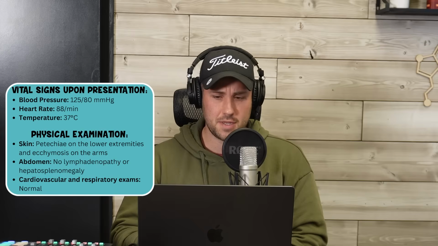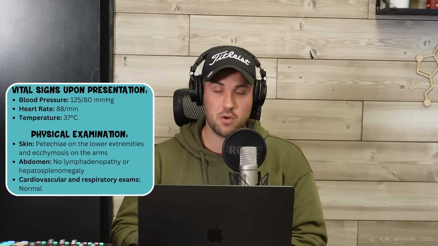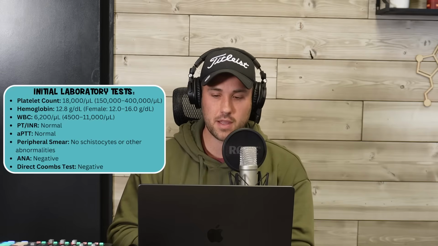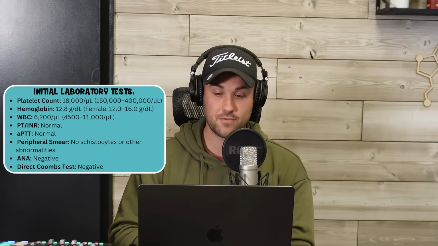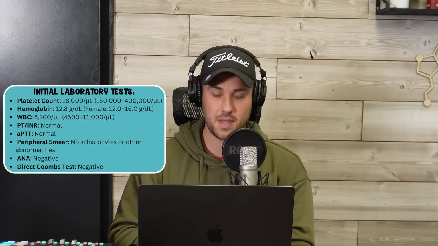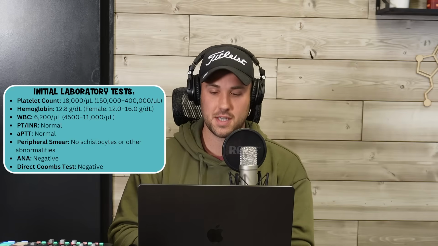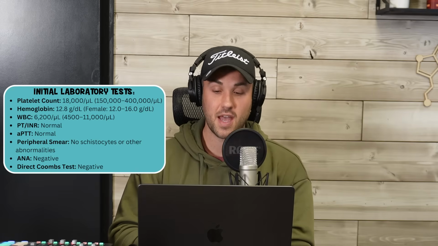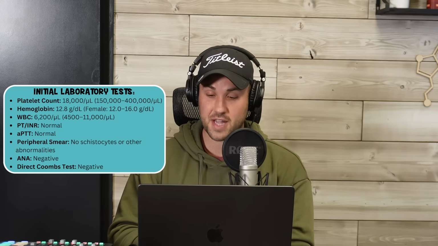Her skin, we note petechiae on the lower extremities and ecchymosis on her arms. There is no lymphadenopathy or hepatosplenomegaly present, and her cardiovascular and respiratory exams are normal. Our lab findings, we get back the following: platelet count of 18,000, hemoglobin of 12.8, white blood cell count of 6,200, PT-INR is normal, PTT is normal, peripheral smear shows no schistocytes or other abnormalities, ANA is negative, direct Coombs test is negative. Besides her platelet count, this girl's good.